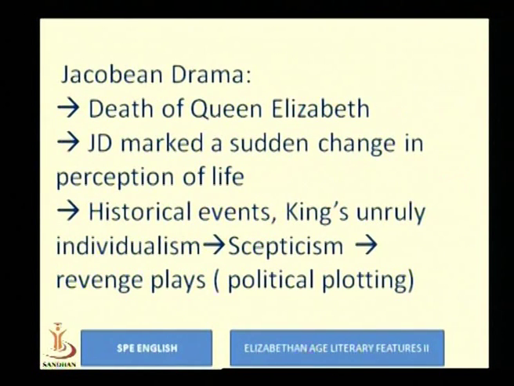Now this is the last feature which we would discuss. This particular feature is being discussed because it symbolizes the decline or the end of the Elizabethan era. It's after the death of Queen Elizabeth that this kind of drama came into existence. Jacobean drama marked a sudden change in the perception of life. Till then, people loved watching comedies. There was romance, there was licentiousness, sensuousness in the writings. There was a lot of freedom, but with the Jacobean drama, a lot of things changed. The perception of life changed.